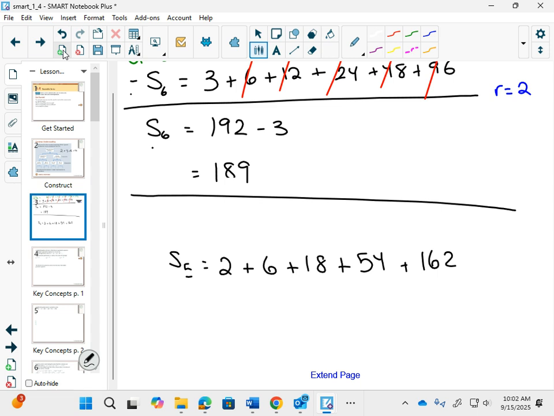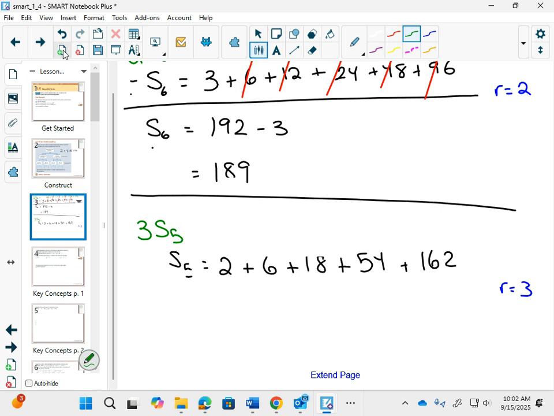Okay. And now to get all of these numbers to match up, I would have to take my sums, and since my R value this time is 3, I would have to multiply my sums by 3.